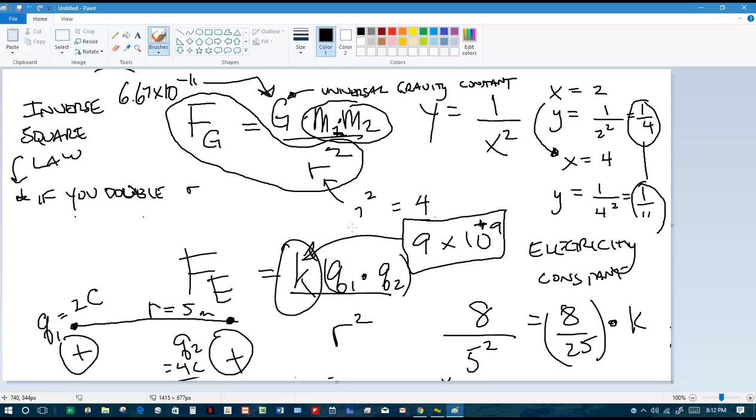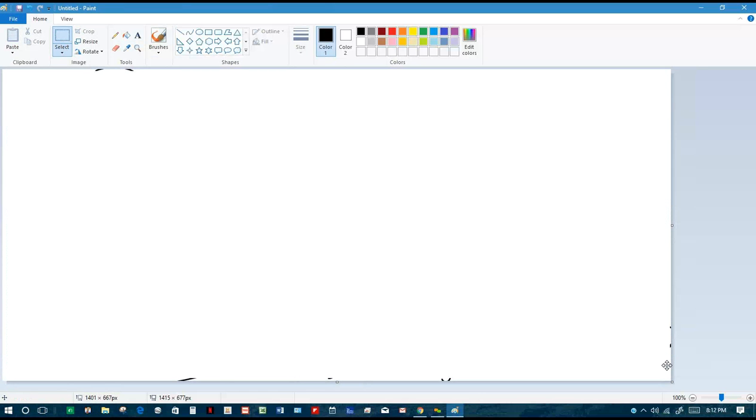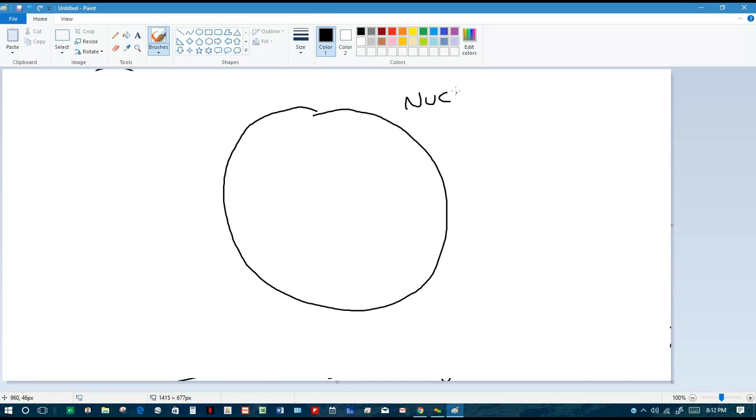So I'm going to go ahead and erase this. In an atomic nucleus, there's a set number of charges. So I'm going to draw it big for you. Let's imagine a nucleus, and let's imagine that inside the nucleus you've got one proton here and one proton here, and that the distance between them is a really tiny distance, 4 times 10 to the minus 15 meters.